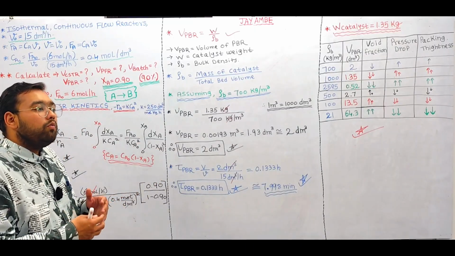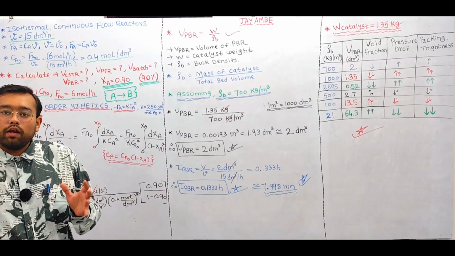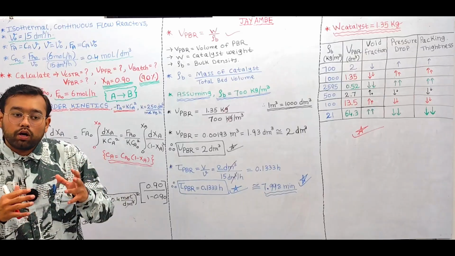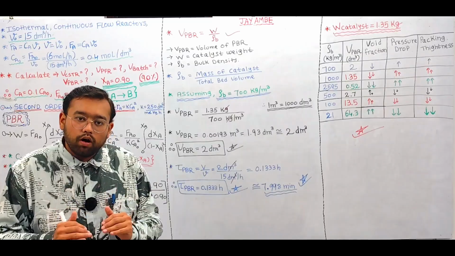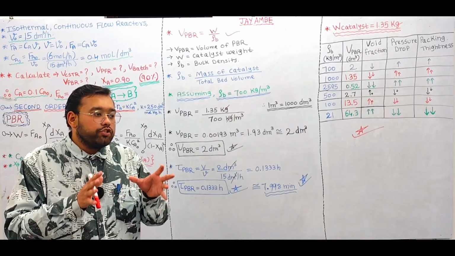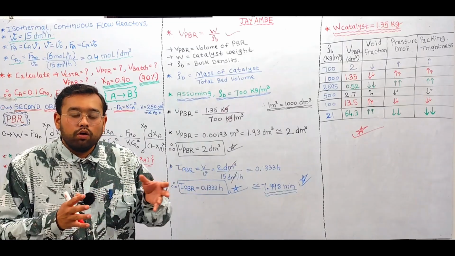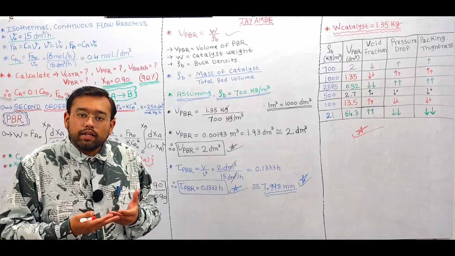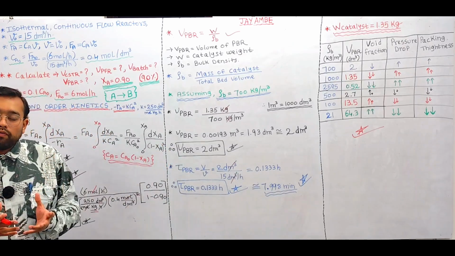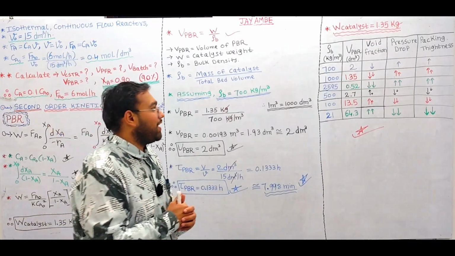Now let's say we will delve deeper into the understanding of, now what if the bulk density changes? What if the bulk density gets higher? What if the bulk density gets lower? So how does the change in bulk density affect the reactor volume, the reaction time, space time, the weight of the catalyst, or let's say the void fraction, pressure drop, and the packing tightness? So let's understand that, right?